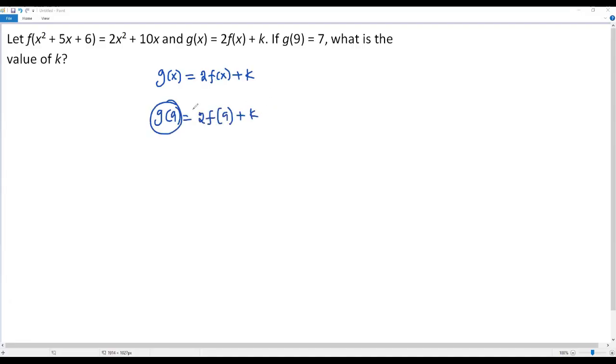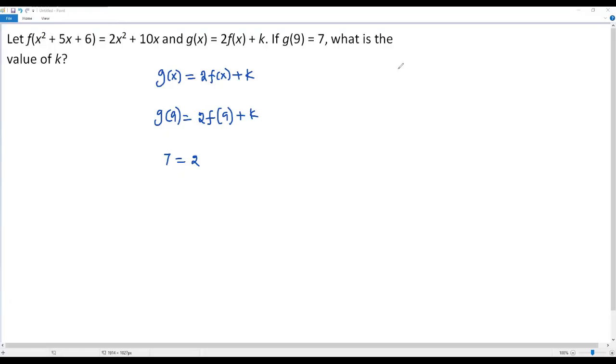And we have the value of this g(9), that is 7. So we can plug in the 7 for g(9) over here. Then I'm getting 7 = 2 times... what is the value of f(9)? That is not given in the question. We must know the value of f(9) so that we can plug in its value over here and solve for k in this equation. For that, we have to consider the given function f.